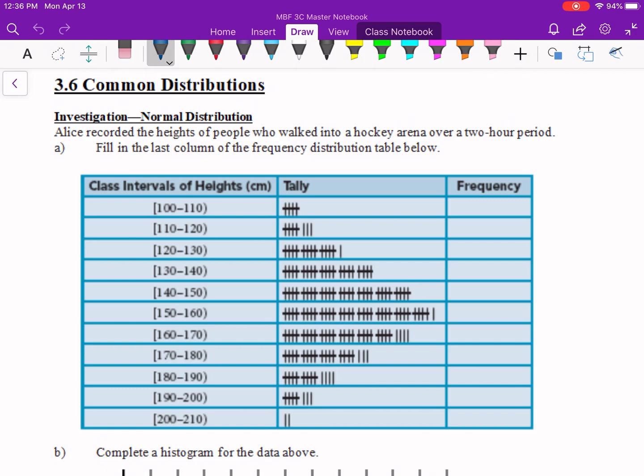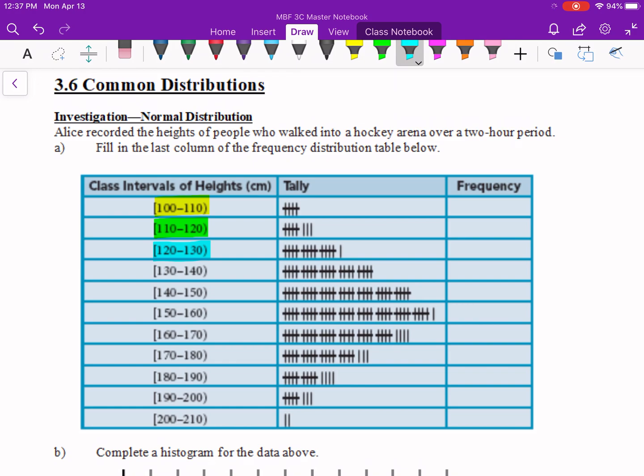Notice how in the left-hand column, the class intervals of heights, what we've got here is ranges. We can't have every single individual height, one for someone who's 101 centimeters tall and another for 101.1. So she groups them in 10 centimeter intervals. Everybody between 100 and 110 centimeters goes into the first group, everybody between 110 and 120 goes into the next group, and 120 to 130 goes into the next group, and so on. Whether you're 101 centimeters or 109 centimeters, you still go in that same group.